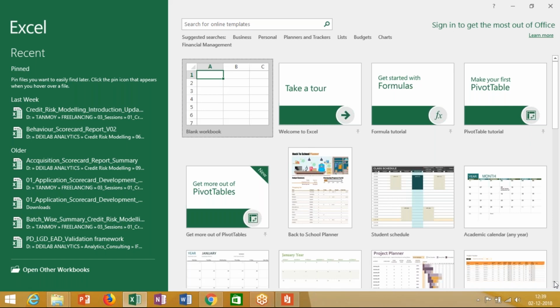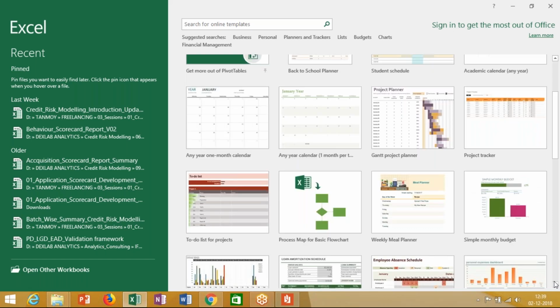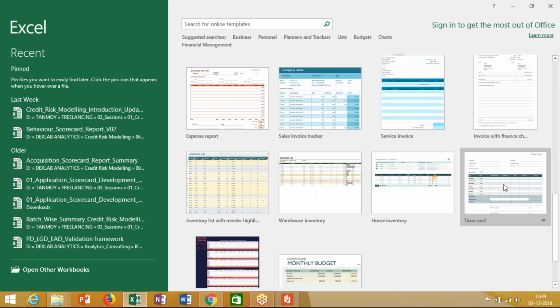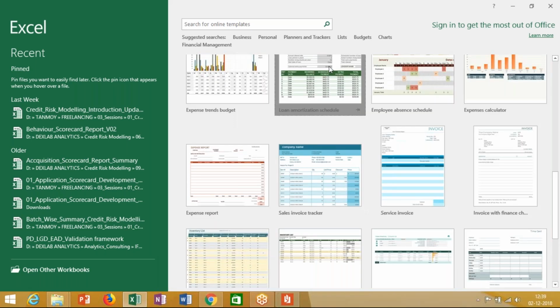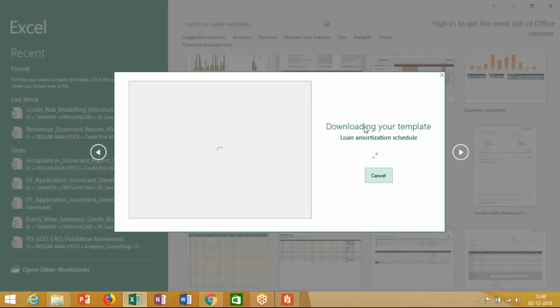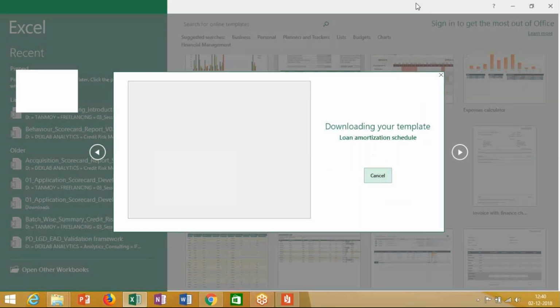Just a minute. This is the loan amortization sheet. Just give me some time. It's taking time to download. So just give me a few seconds. I'll put myself on mute, let it get downloaded, and then we'll get started.